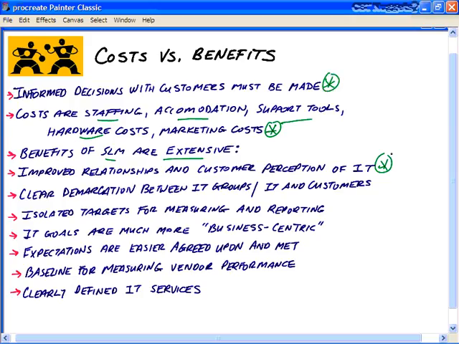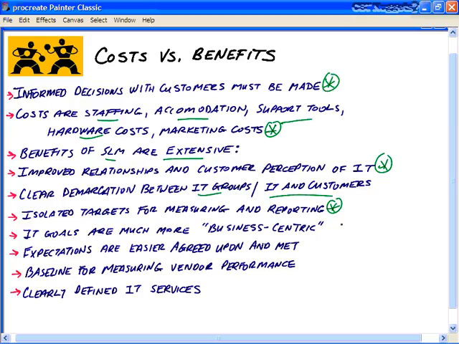SLM allows you to create a clear demarcation point between your different IT groups and between IT and your customers. And that's very important because you have to know where the communication lines are, where the demarcation points are for responsibility, for delegation, for accommodation, for staffing, and for allocating all the different tools and hardware for the solutions. Service level management allows you to isolate targets for enhanced measurement, enhanced reporting. This is an ongoing assessment of the process.